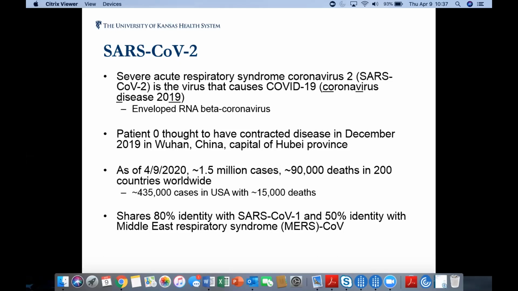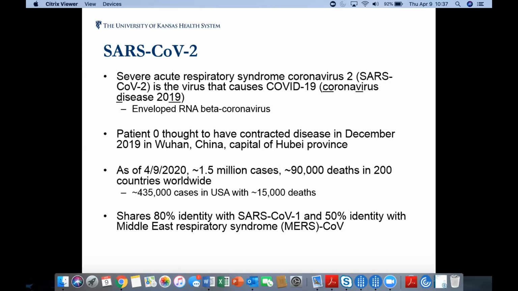As of probably just a couple of minutes ago, I updated these statistics, but as of today, there's roughly 1.5 million cases and around 90,000 deaths in 200 different countries worldwide. Unfortunately, the United States is home to about 1/3 of all cases, with roughly 15,000 deaths. And by the time this presentation is over, those numbers will probably significantly increase.